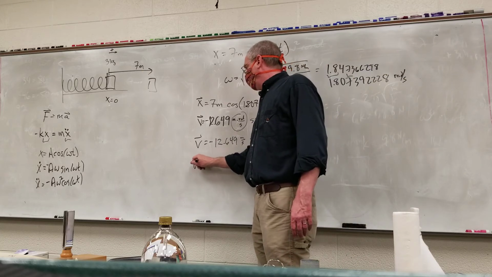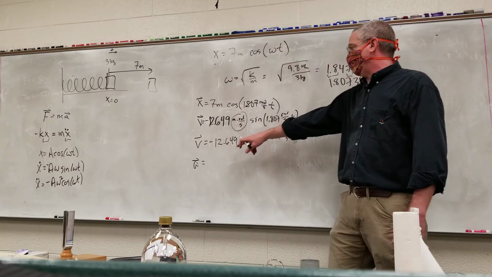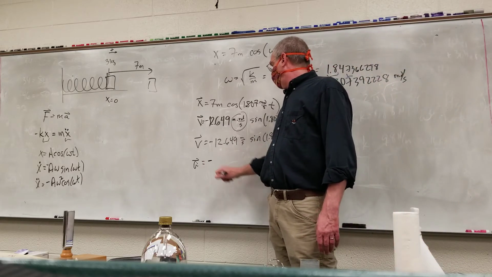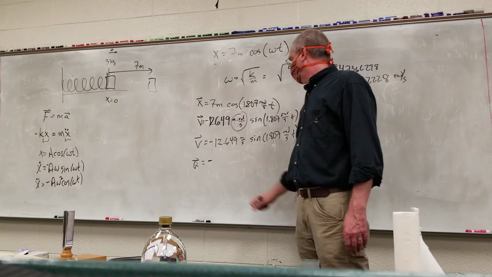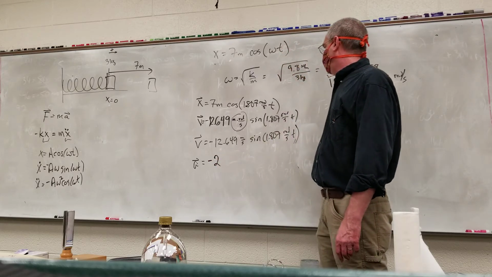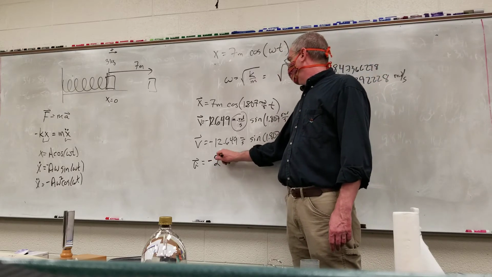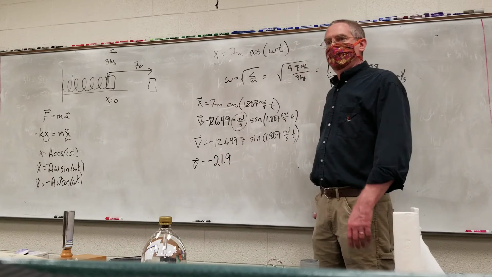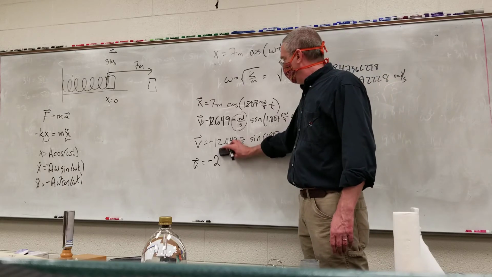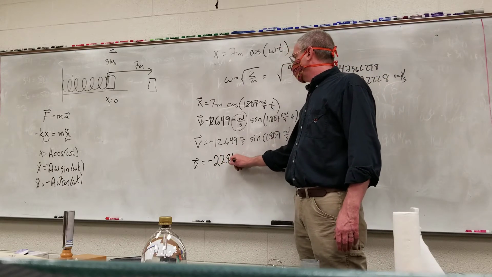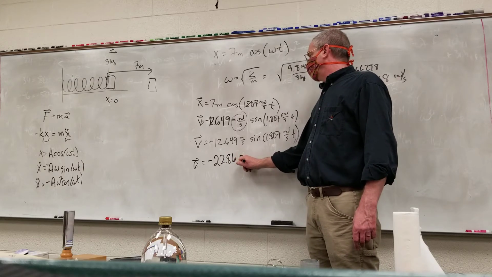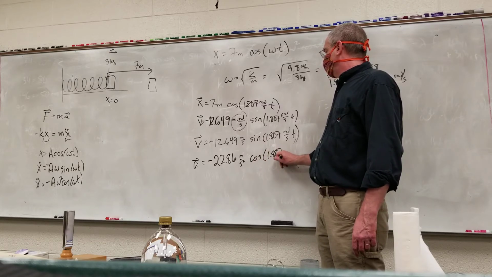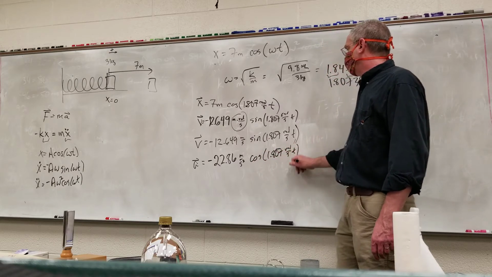My acceleration formula, well, we just take the derivative again, so I'm going to take this right here and multiply times 1.807. So negative 22.86 meters per second squared times the cosine of 1.807 radians per second times time.